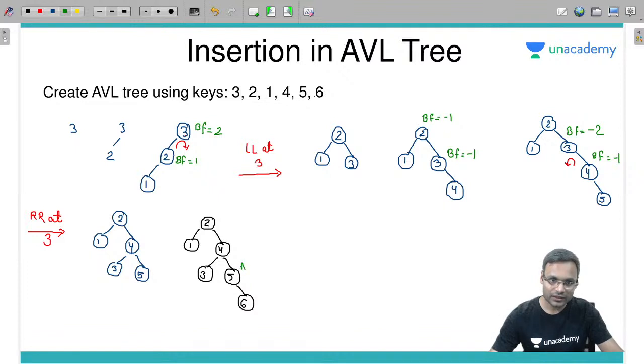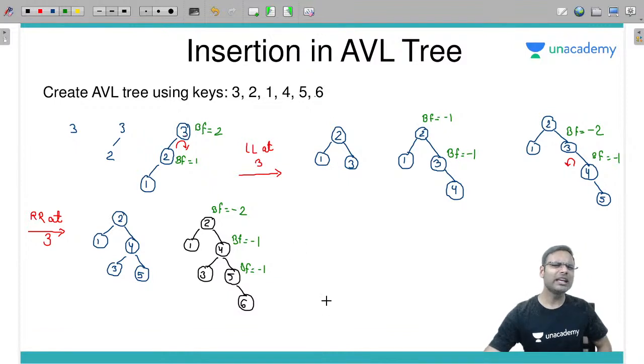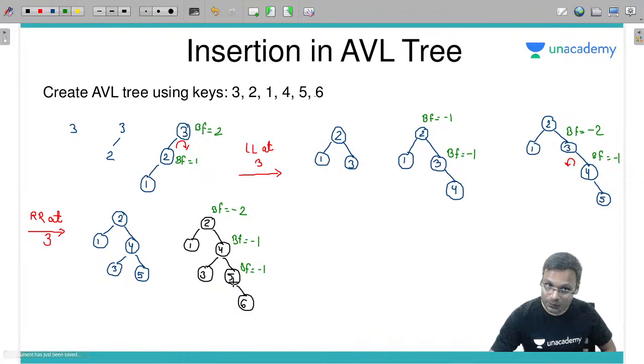What is the balance factor after insertion of 6? At 5, 0 minus 1 is minus 1. What is the balance factor at 4? 0 minus 1 is minus 1. What is the balance factor at 2? 1 minus 3, which is minus 2. Problem at 2? Yes. What is the newly inserted node's direction from 2? Let's check it out. Right and its right subtree.